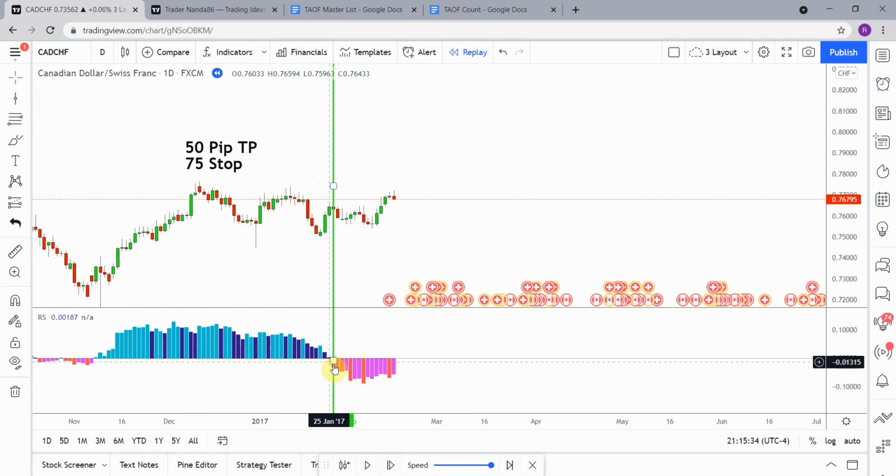Alright, so we get our first signal right there. You can see that it was a short signal. We did get a cross to the downside there, and that was able to get us to take profit. So let's go ahead and continue forward.